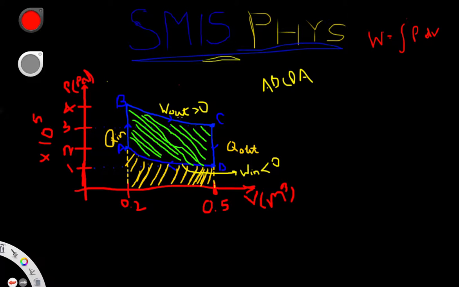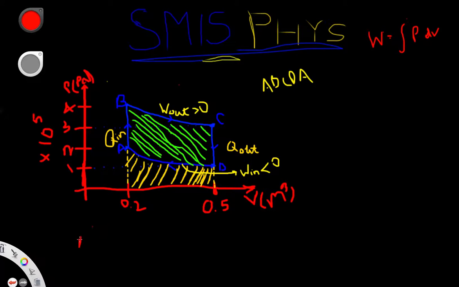Now why? Because in BC, as you can see, we're undergoing an expansion from a volume of 0.2 meter cubed to a volume of 0.5 meter cubed. Just try and visualize this in the piston diagram that we had in the earlier videos. Once you expand the volume, it's the gas that's actually doing work to move that piston a certain distance, and so work's done out, which is why it's greater than 0.